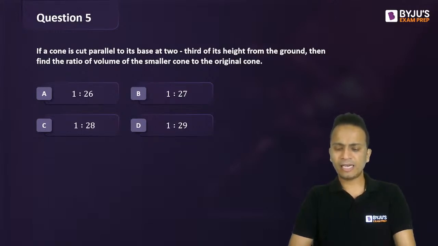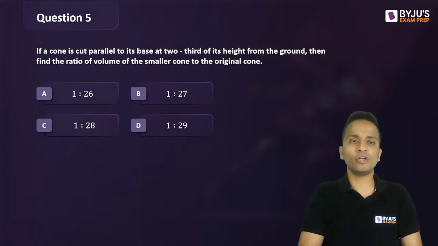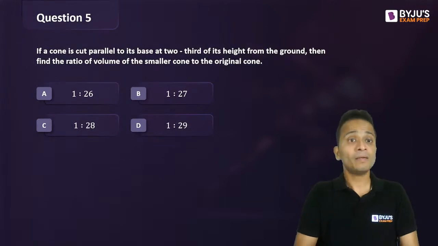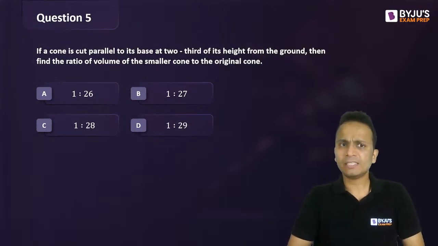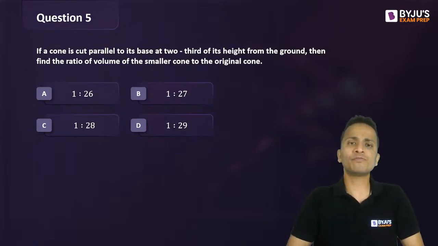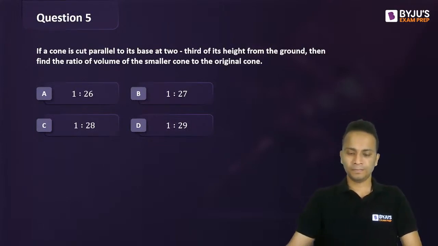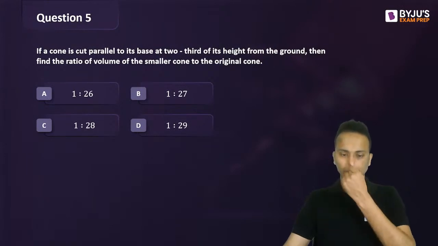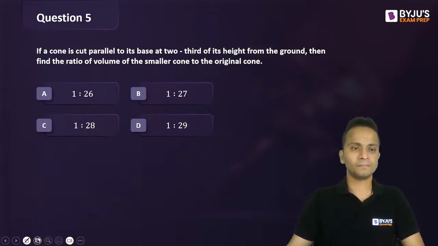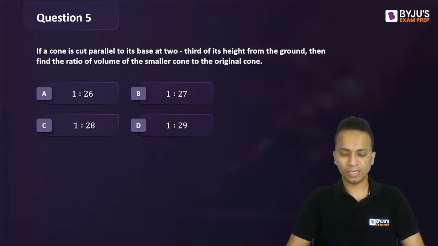Now this is an easy one. इतना difficult question नहीं है. I'm expecting an answer of this question from majority of you. If a cone is cut parallel to its base at 2/3 of its height from the ground, then find the ratio of the volume of the smaller cone to the original cone. Quickly.